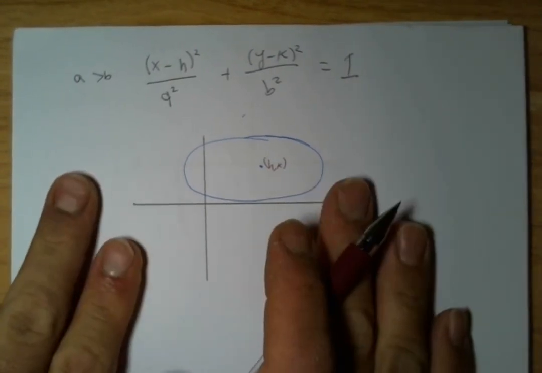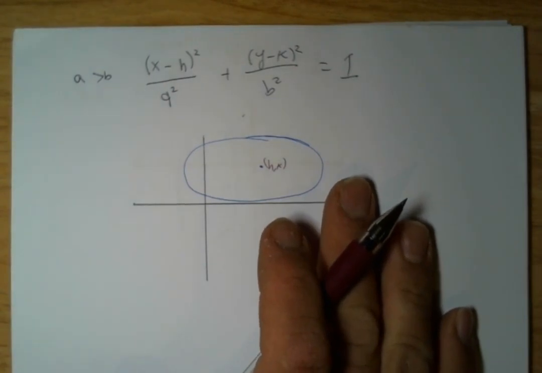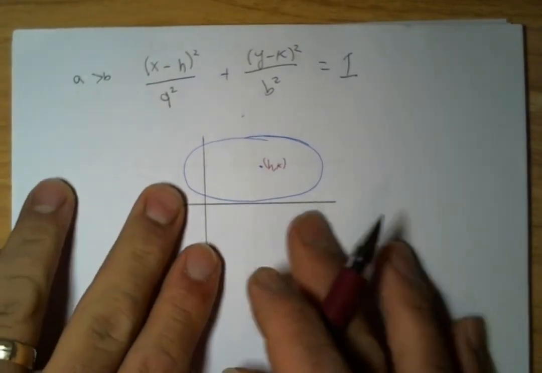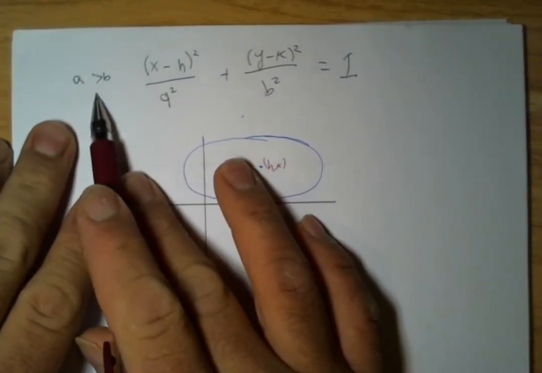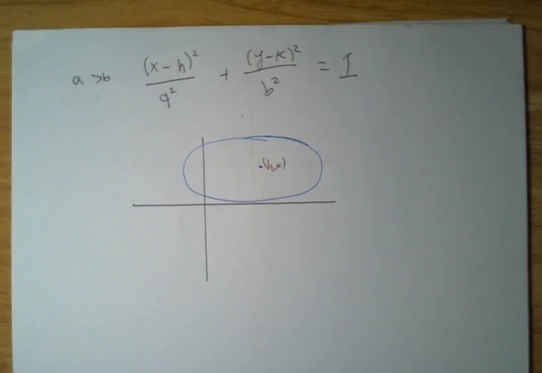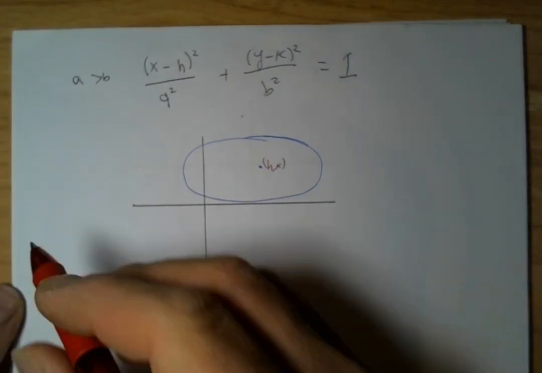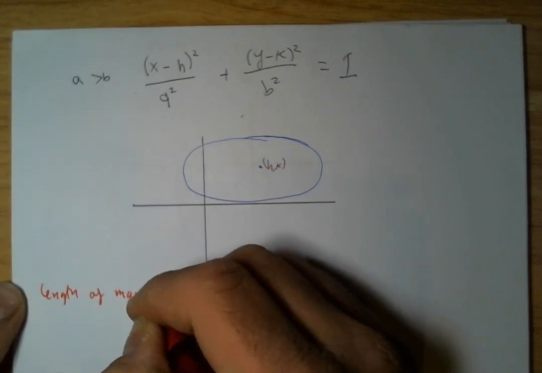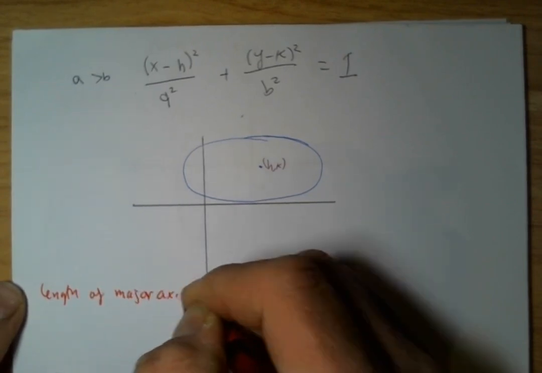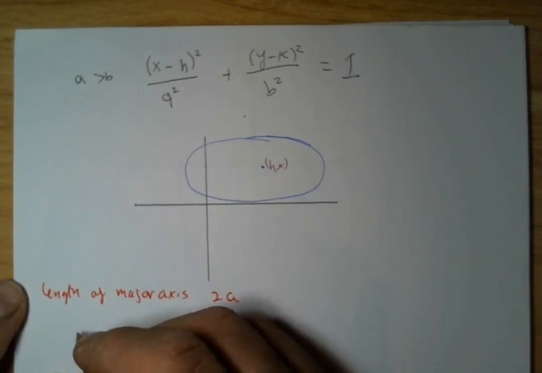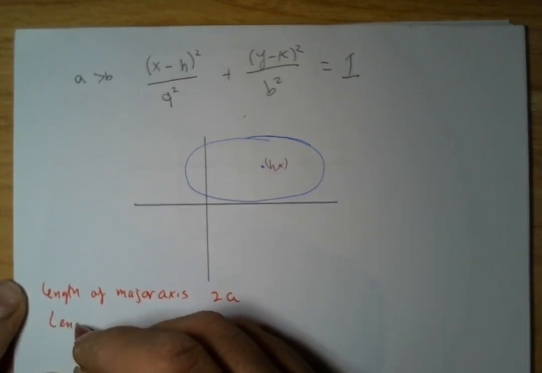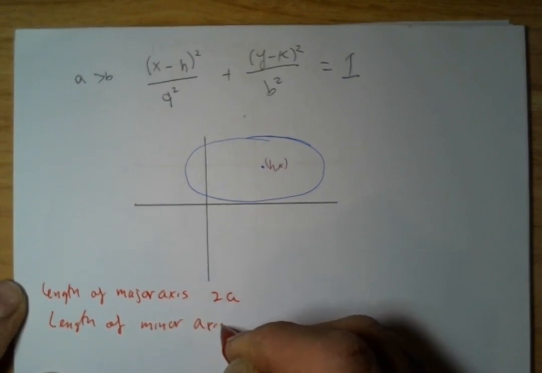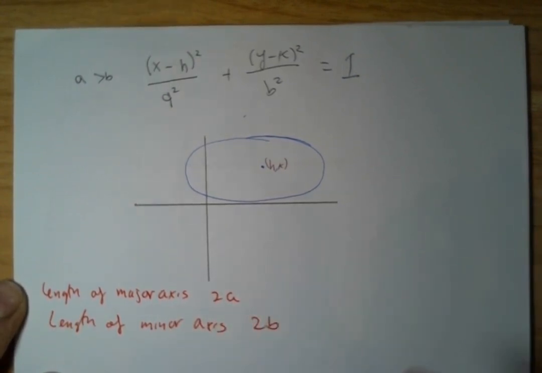So for instance, something like this, where we have an ellipse centered at (h, k) which is wider along the horizontal. That's the case where a is greater than b. So same as before, the length of the major axis remains the same, that's going to be 2a. The length of the minor axis, that's going to be 2b.